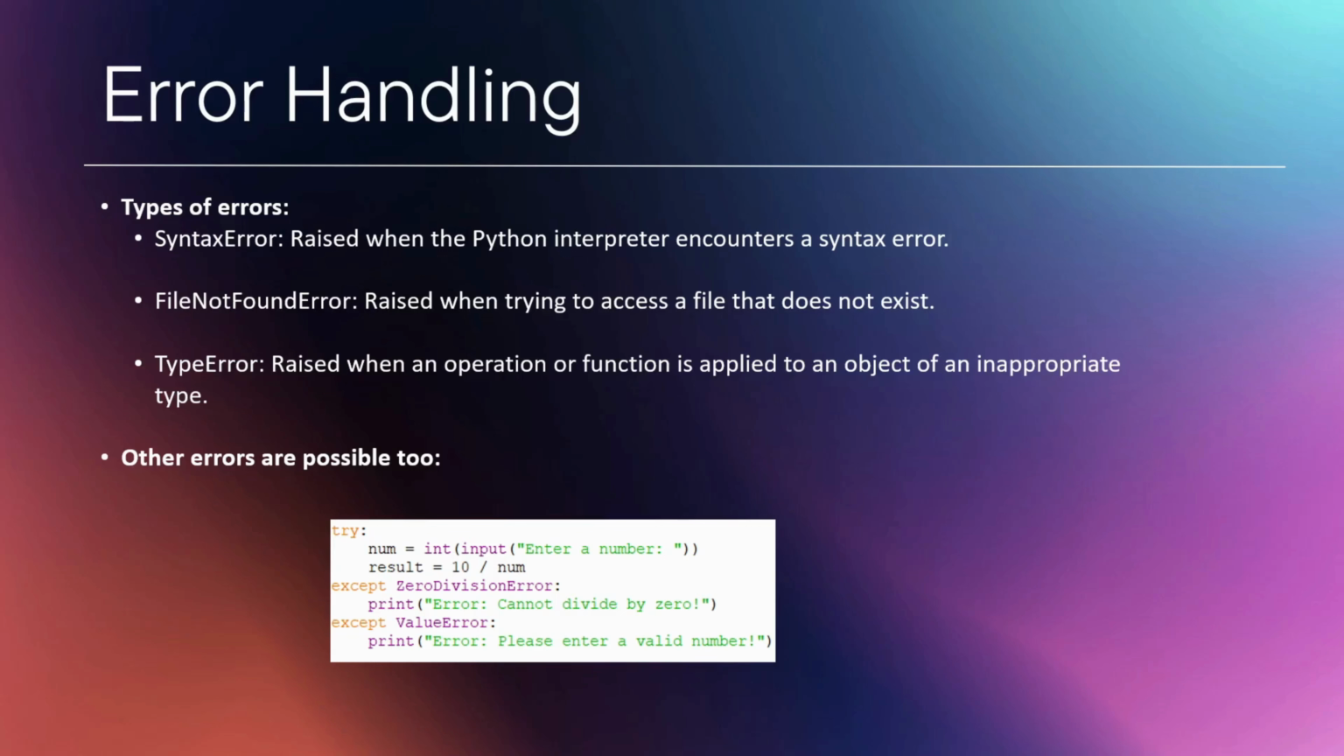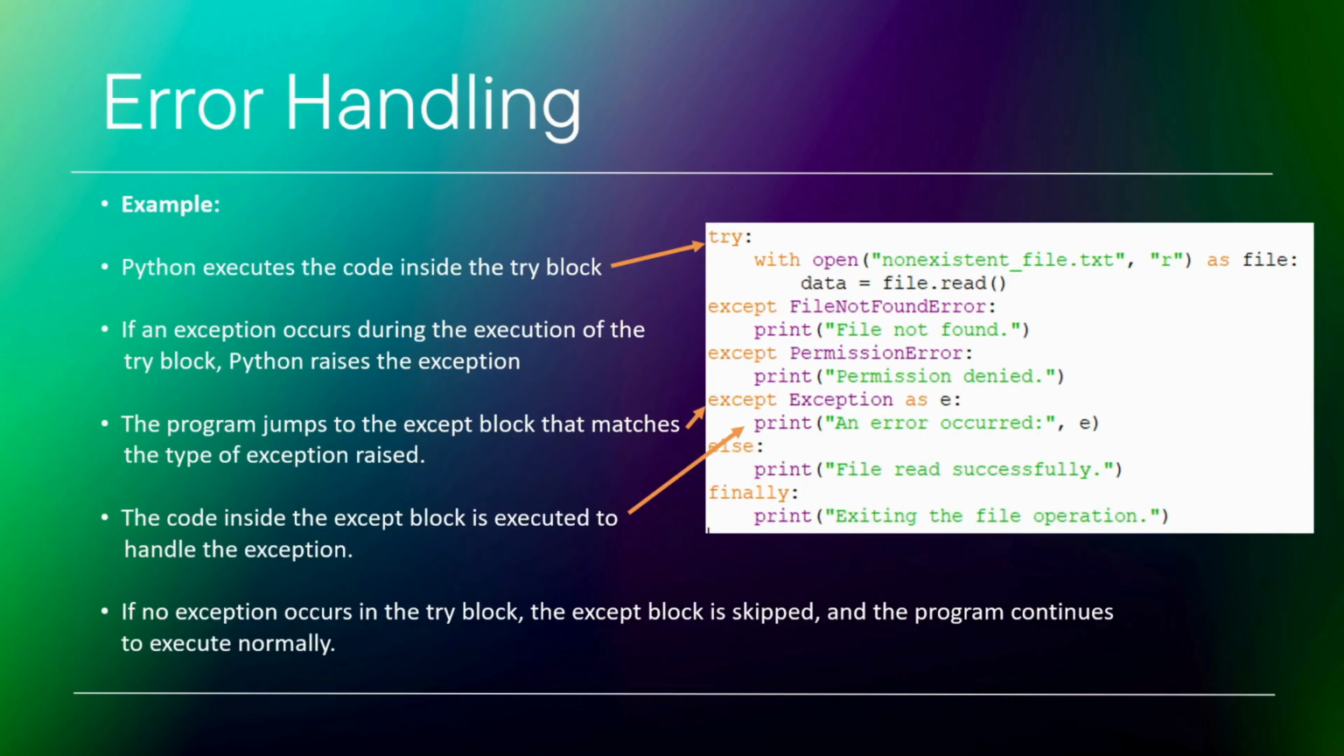There are a lot of other errors possible. You can have a look. For example, we can also have a zero division error. That is, if we divide a number by zero, it cannot be solved. It is undefined, so we have this error. Then we have a value error, things like that. We can have all sorts of errors. But what we are interested in right now is in the context of file handling.